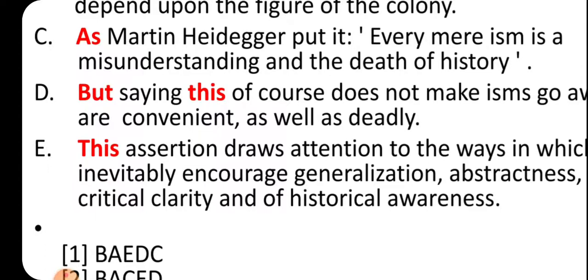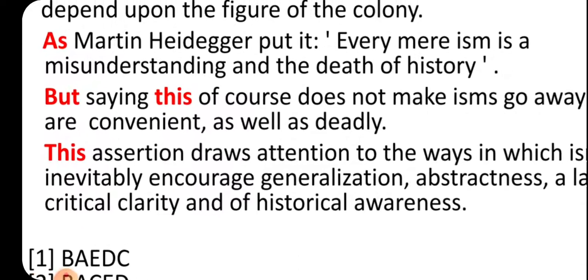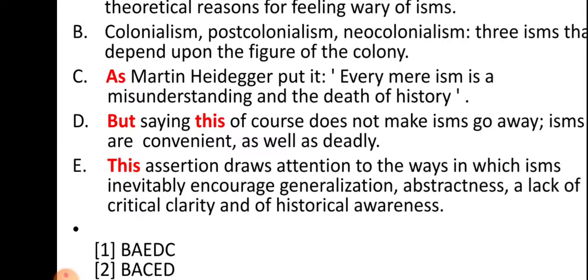Here you have introduced something called "this", and you are saying "but", which means there should be a transition. Maybe it is a contradictory idea, referring to some other idea. So "but saying this of course does not make isms go away". You are saying that this does not make isms go away. You are referring to a point and you are mentioning isms here.